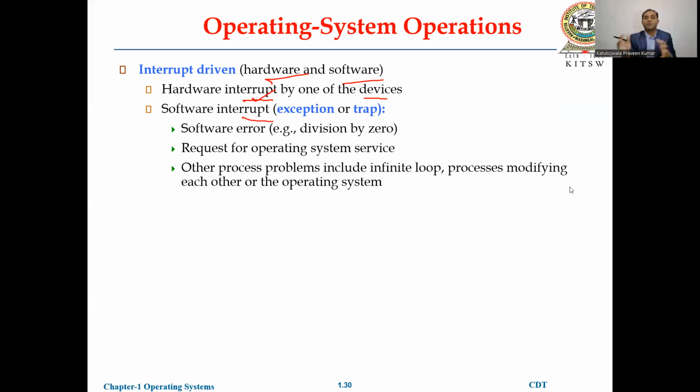Say, for example, if you are copying some data from one folder to another folder, and at the same time you are doing some Windows related operation, immediately that copying will be stopped. That is called an interrupt. Sometimes it is called a software error or a request for operating system service. That also comes under software interrupt.